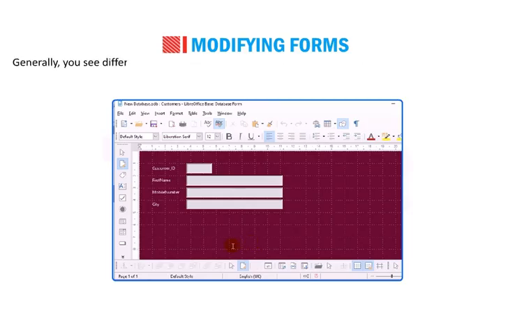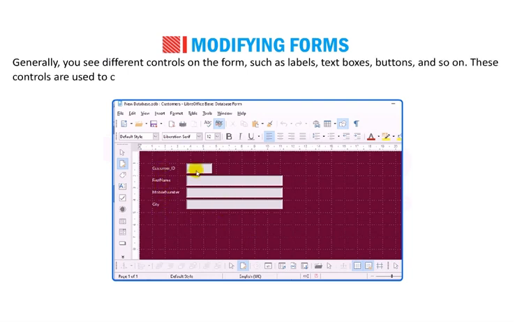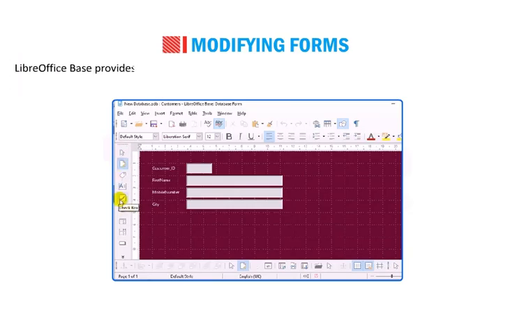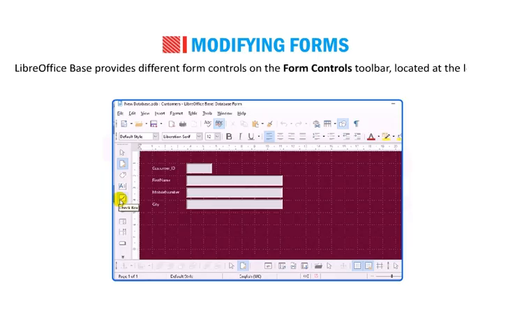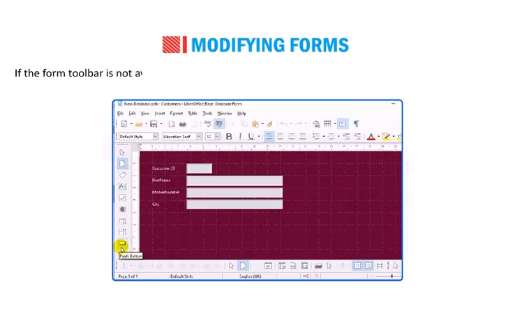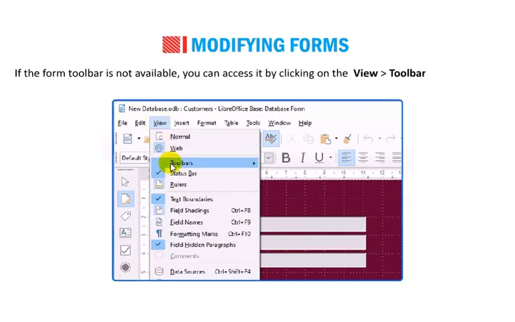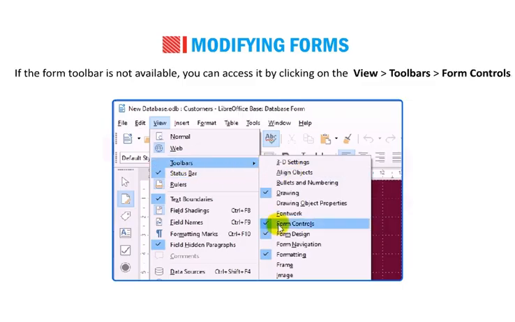Generally, you see different controls on the form, such as labels, text boxes, buttons, and so on. These controls are used to create an interactive form. They help to display data, perform actions, and let you view and work with the records. LibreOffice Base provides different form controls on the Form Controls toolbar, located at the left of the window by default. If the Form toolbar is not available, you can access it by clicking on View, then going to Toolbars, and then Form Controls.